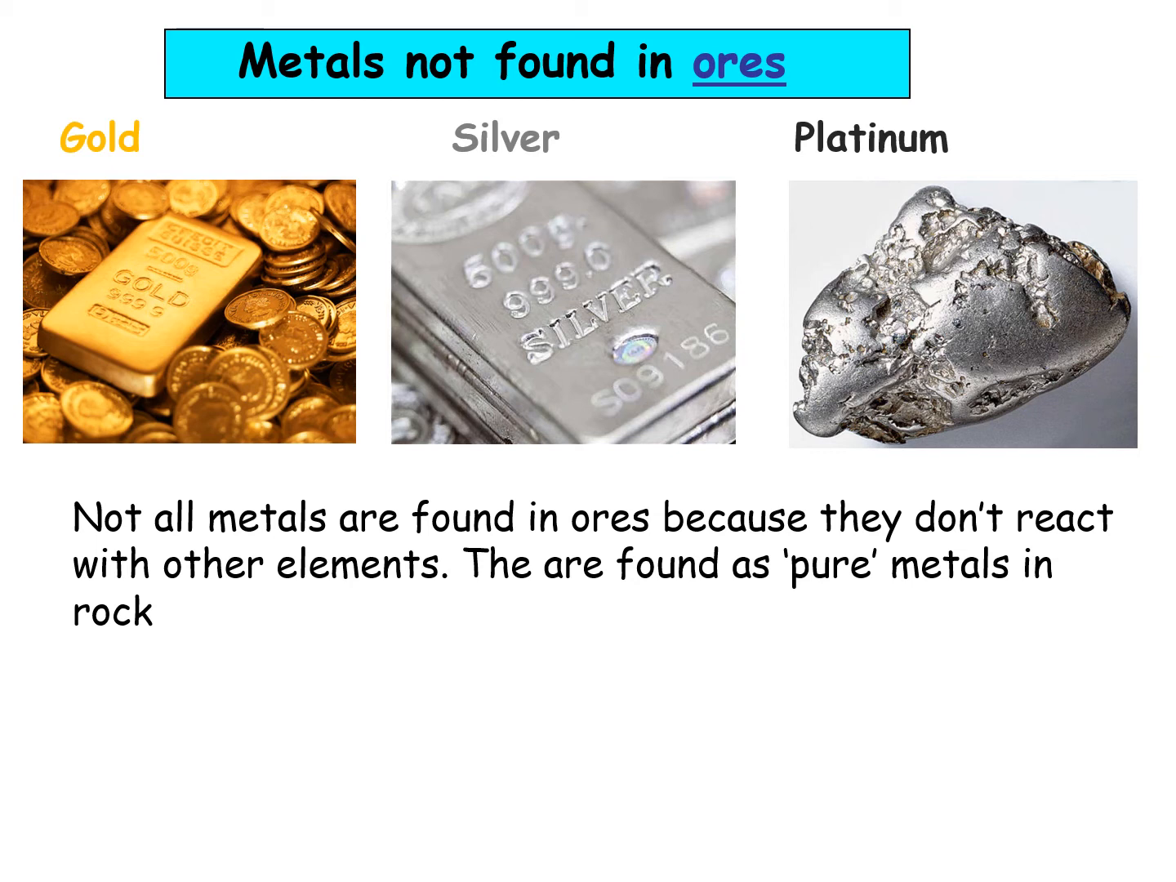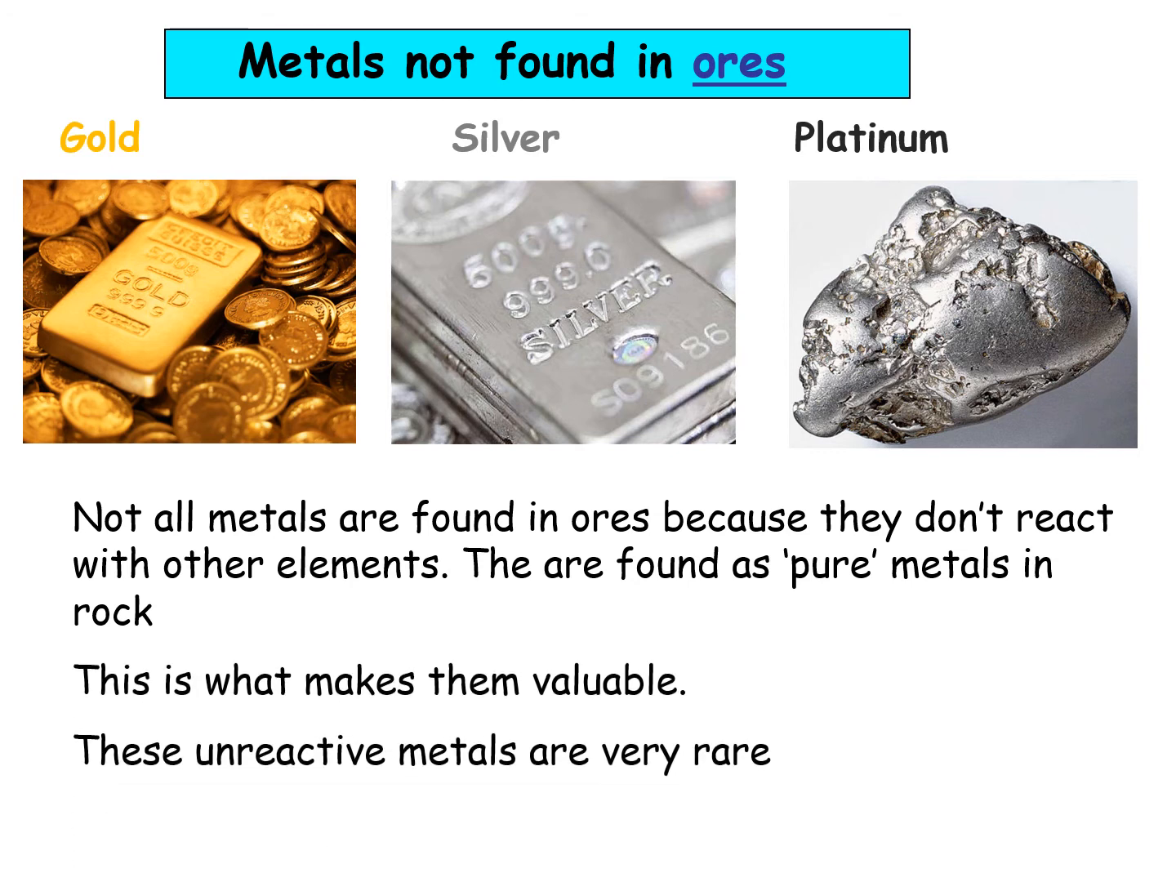So gold is very unreactive. Remember, it was really near the bottom of our reactivity series. Likewise, silver and platinum. And that's what makes them valuable. They're really unreactive and they are rare, so it makes them really valuable.